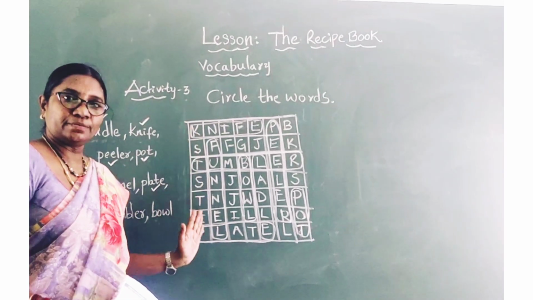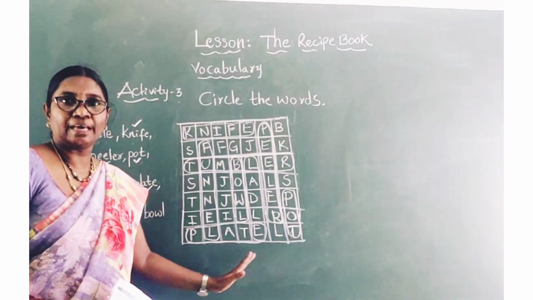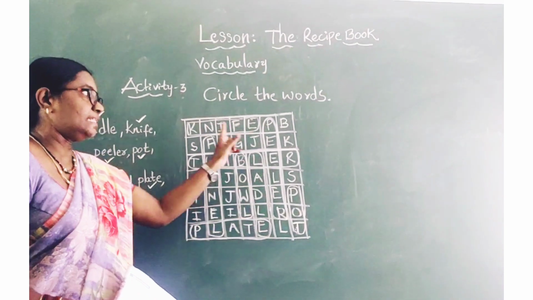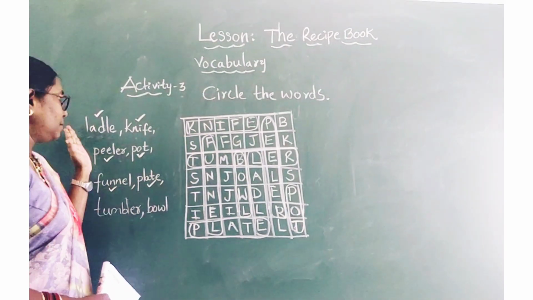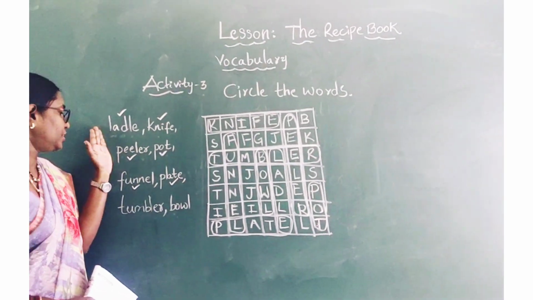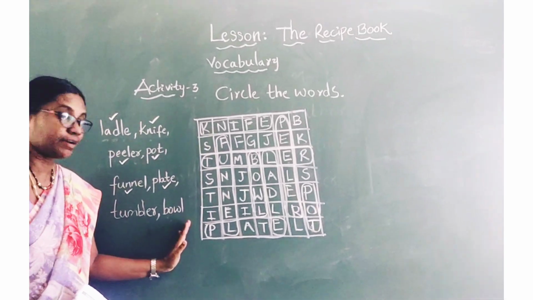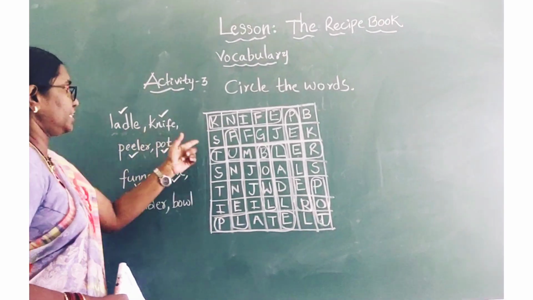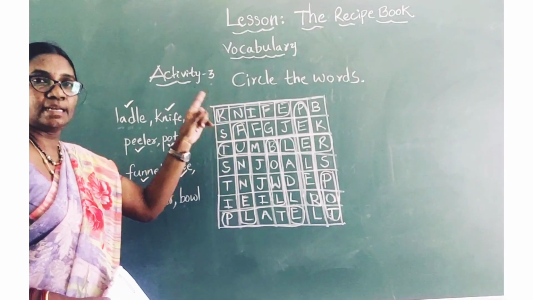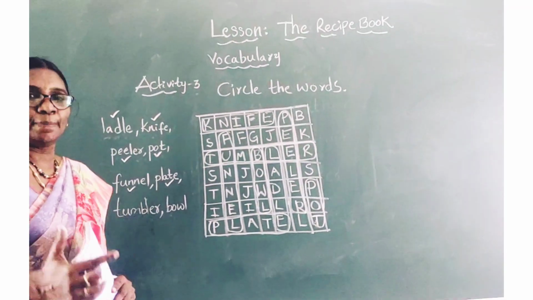Please write down all the words that we have completed and circle the words as we have already mentioned here for the clue. So you can check the spelling and you can circle. Okay, very good. Keep it up, my children.